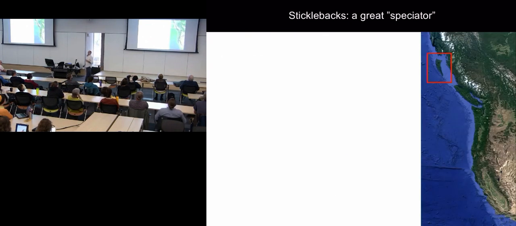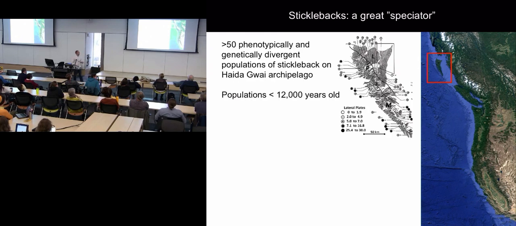Now, sticklebacks really are a great speciator, and what you might not know is that for these famous sticklebacks that have been popularized from Vancouver Island, Dolph Schluter's work, and so on, there are many, many more populations around the Pacific Rim that have done the same thing. If you go to Queen Charlotte Island, also known as the Haida Gwaii archipelago, you'll find stickleback populations where within each watershed on this island system, you'll find distinct, phenotypically divergent populations of sticklebacks.